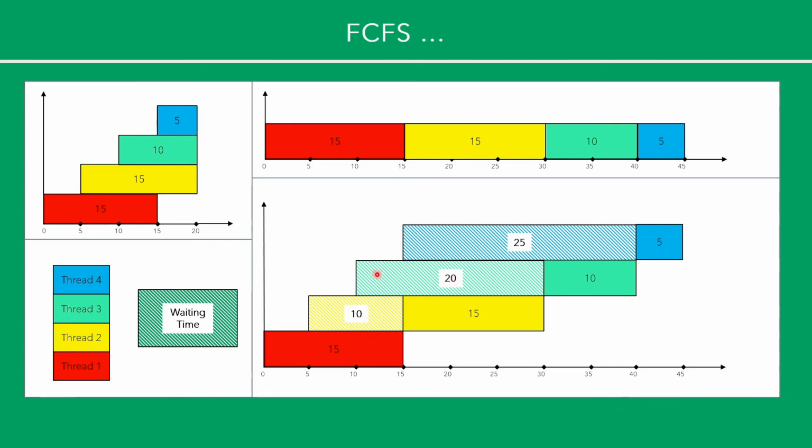Then similarly for T3, it comes to 20, and for T4, it comes to 25. Again, you see here there is a 25-second wait time for a short CPU burst. Probably this is a UI thread, but it is made to wait for 25 seconds. This is one of the major drawbacks of FCFS. If you want to calculate the average waiting time for this system, it comes to around 13.75.